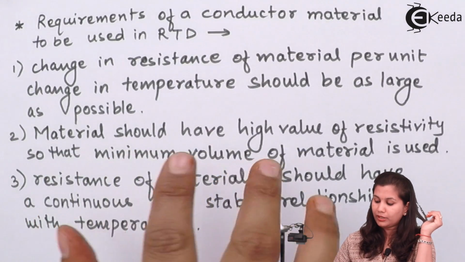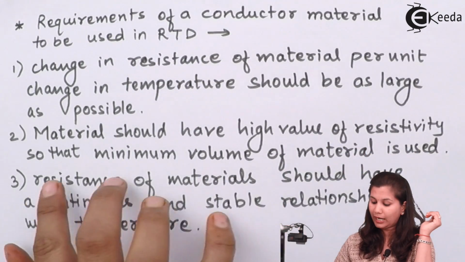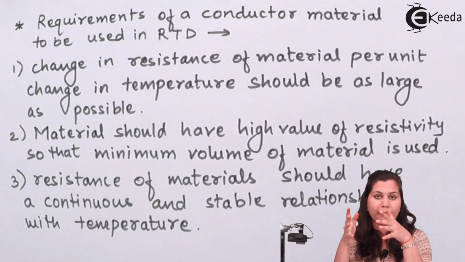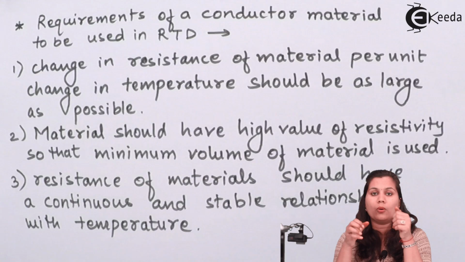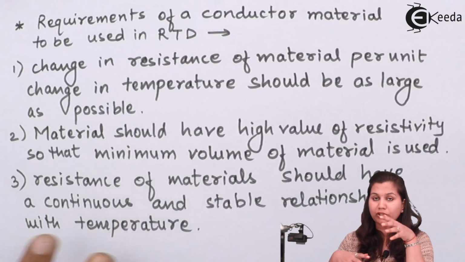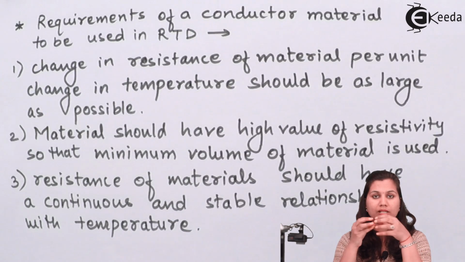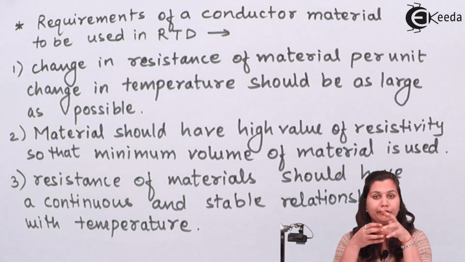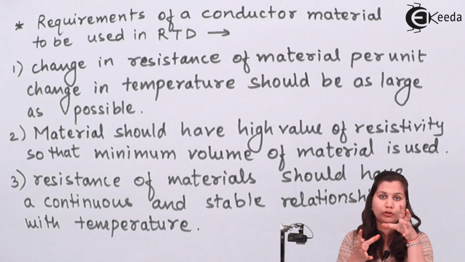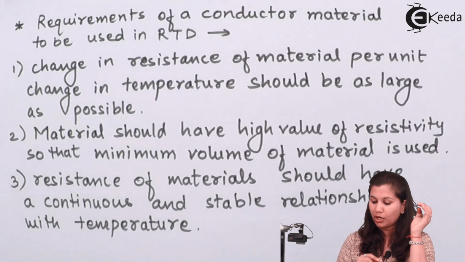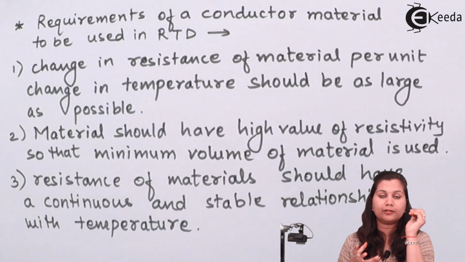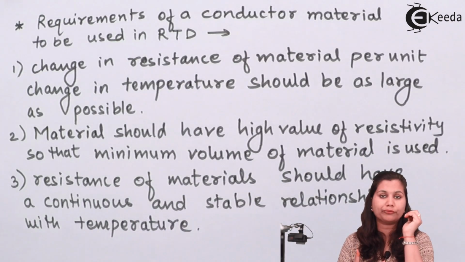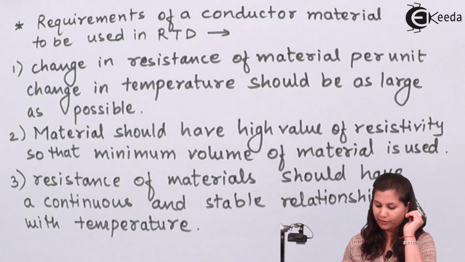Then the material should have a high value of resistivity, so that a minimum volume of material is used. We know that the resistance also depends upon the resistivity rho. If the resistivity of the material is very high, then we have to use a very small amount of material for the construction of RTD. But if resistivity is very low, then a large volume or large mass of material has to be used. So it is expected that this material should have a high value of resistivity, so that only a small amount of material can be used for the construction.